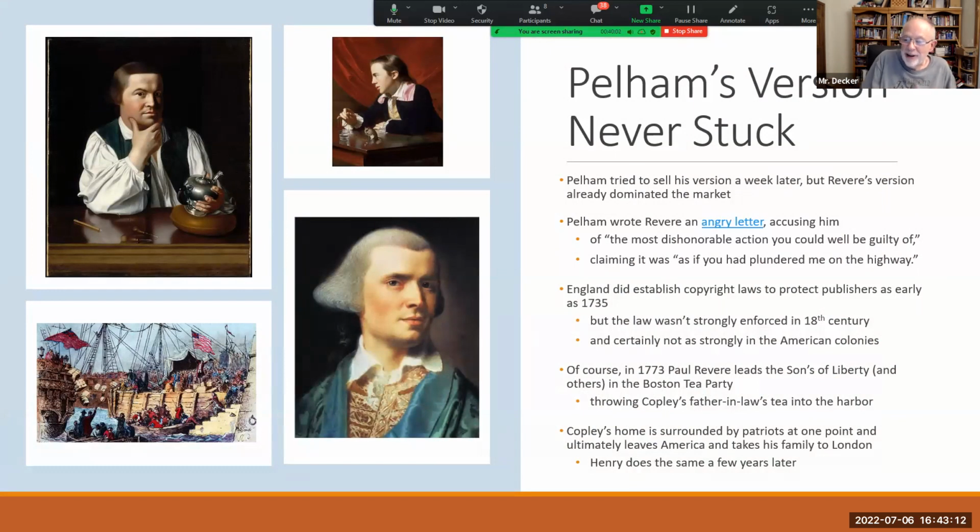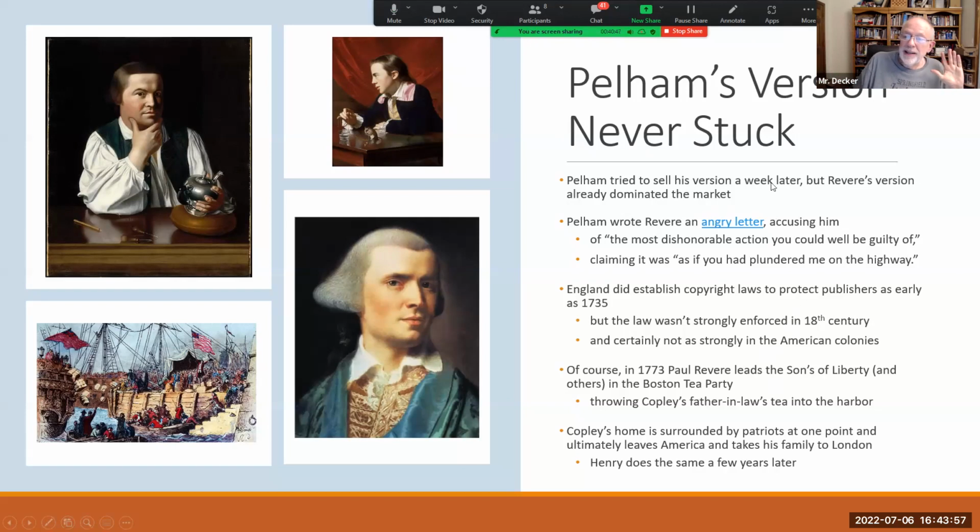Pelham wrote Revere a very angry letter accusing him of the most dishonorable action you could well be guilty of, claiming it was as if you had plundered me on the highway. Highway robber. England did establish copyright laws to protect publishers as early as 1735, but the law wasn't strongly enforced in the 18th century and certainly not as strongly enforced in the American colonies. What do we call that? Salutary neglect, there's the word for it. It was brought up in the video that I showed. They had these laws on the books, but in the colonies, they weren't strictly enforced. And when England started strictly enforcing laws that were on the books, that angered us.